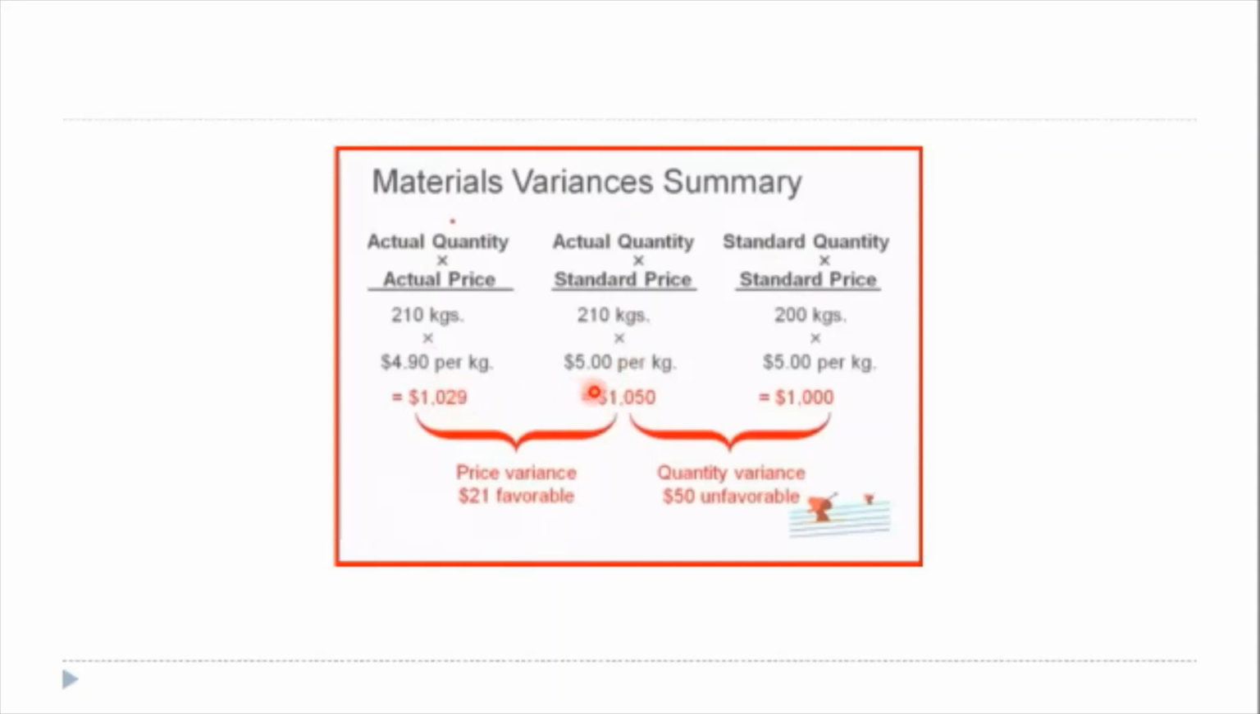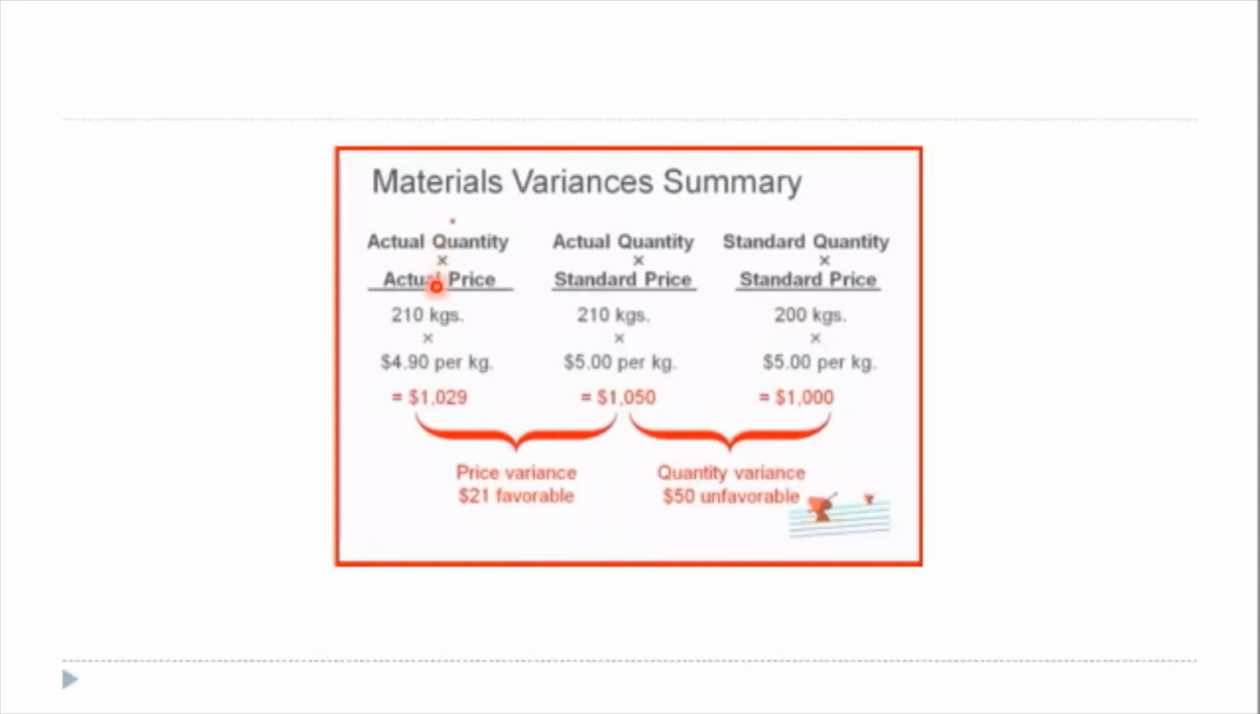All right, now the difference between here and here is the price variance, and the difference between here and here is the quantity variance. All right. Now, all we have to do now is determine whether it was favorable or unfavorable. If the actual is greater than the budgeted, then it is unfavorable. In this case, we have an unfavorable quantity, right? So the quantity variance of $50 is unfavorable.